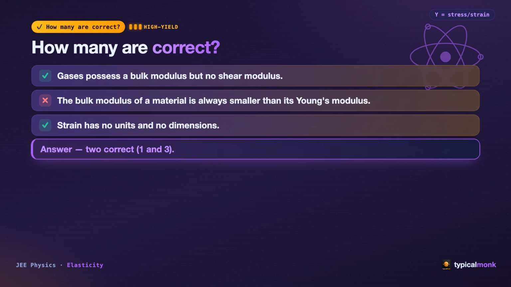So, how many are correct? Two statements, the first and the third. Gases truly resist only a volume squeeze, and strain truly is a pure ratio with no dimensions. But the second one falls. Whether bulk modulus is larger or smaller than Young's modulus depends on the material's Poisson's ratio. It is never a fixed rule. Two correct, and the middle one is the trap.